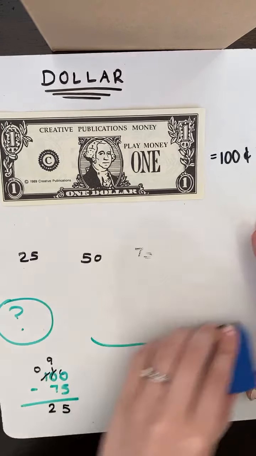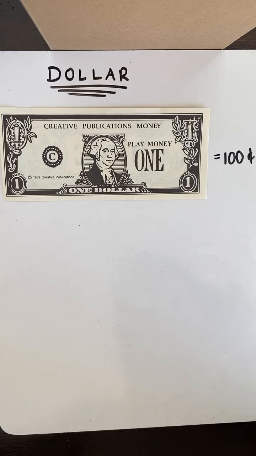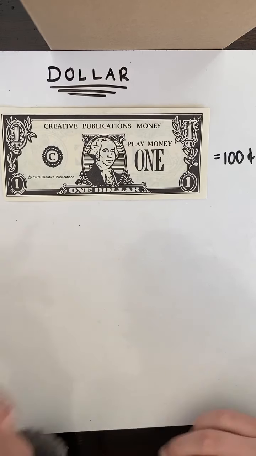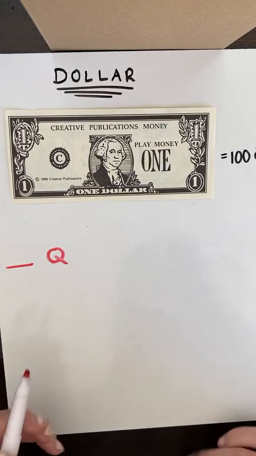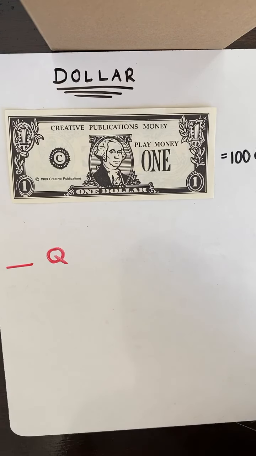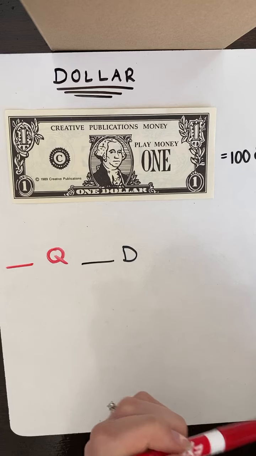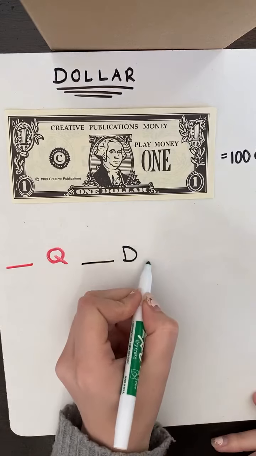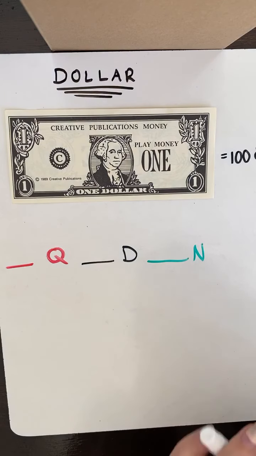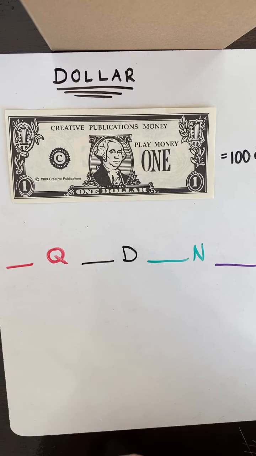What if, though, you were looking at $1 and someone said, how many ways can you make $1? And they wrote, Q stands for quarters. Blank quarters can make $1. Blank dimes. Oh, I know, we're going to use red again. Blank nickels. And blank pennies. If they said that, what's a way I could do it?